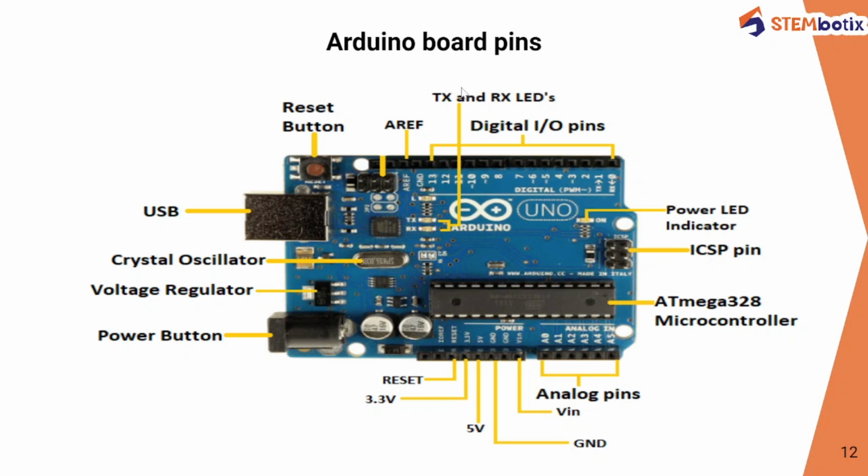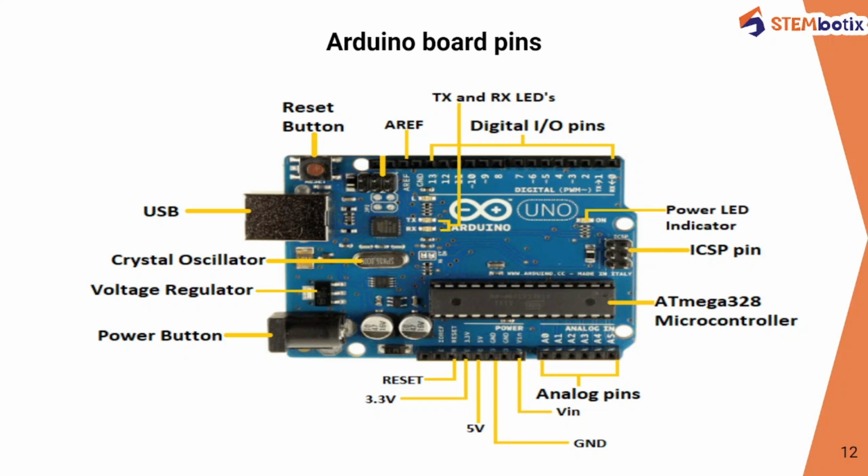Okay, so now here we can see the TX and RX LEDs. Here we can see the 0 and 1 pins, where 0 is RX and 1 is TX. TX and RX pins are basically used to communicate between the microcontroller and other devices, for example, Bluetooth. Bluetooth is a communication device which can communicate on TX and RX. TX is basically a transmitting signal, and RX is basically a receiving signal.